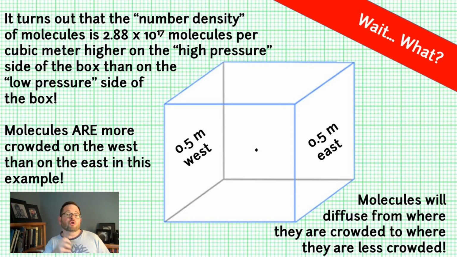The molecules are more crowded over there on the higher pressure side, and they are less crowded over there on the lower pressure side. In fact, the number is quite huge. Just across that one little box, there are 2.88 times 10 to the 17th more molecules per cubic meter just off to the west of the box than there are off to the east of the box. I had a good time on an Excel spreadsheet figuring out all this math here.